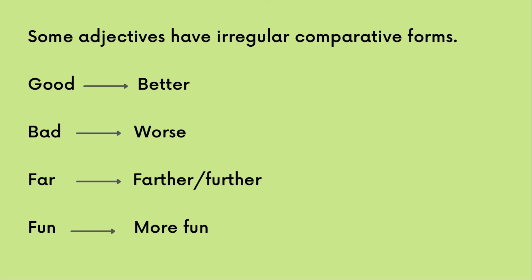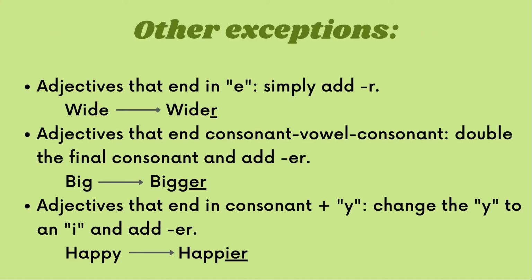Something that you need to remember is that some adjectives have irregular comparative forms. So good isn't gooder, it is better. Bad is worse, far is farther or further, and fun is more fun. And these are some other exceptions or rules to form comparatives.